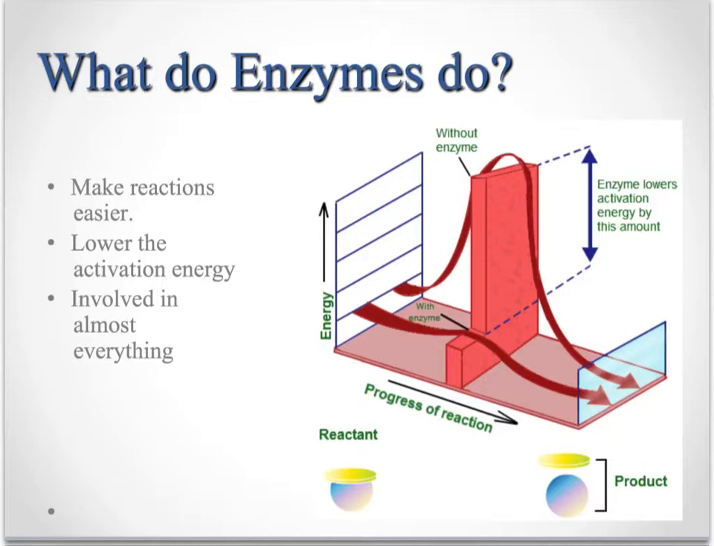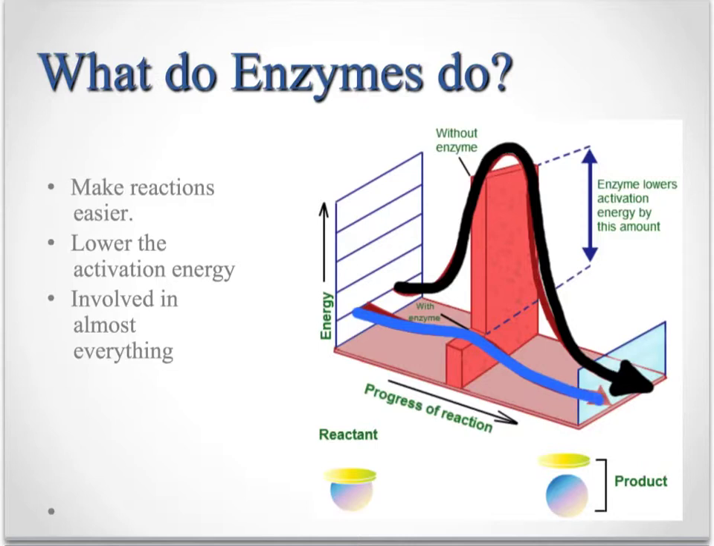We can see on this diagram that the energy required without the enzyme is fairly high. You can imagine it almost as being like a hurdle, and the reaction is on the other side. The effect that the enzyme has is to lower that hurdle and make it much easier for the reaction to progress.